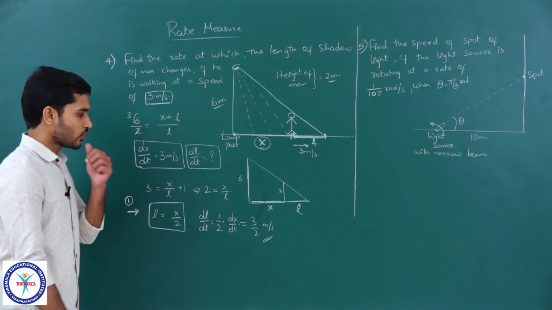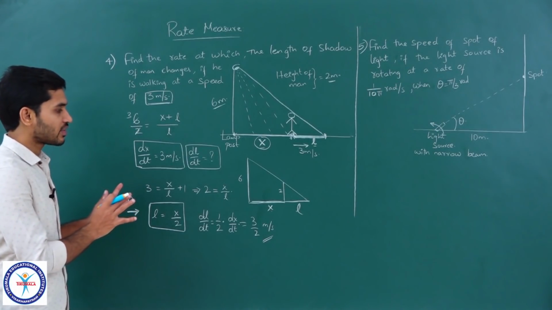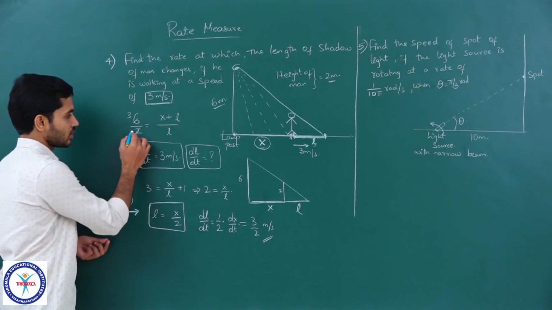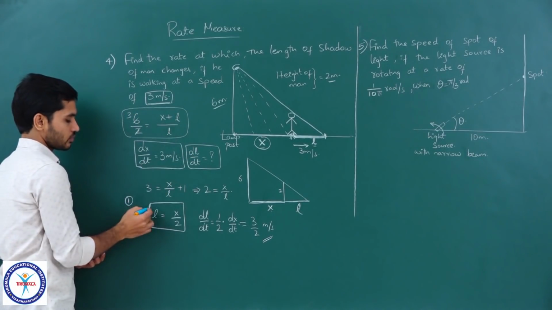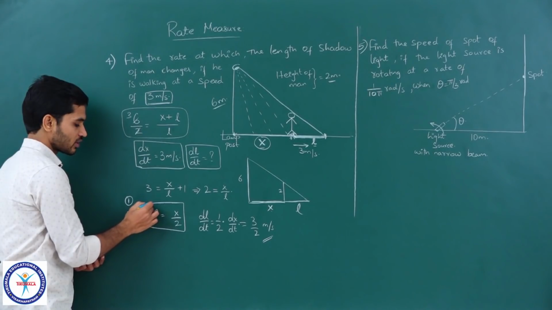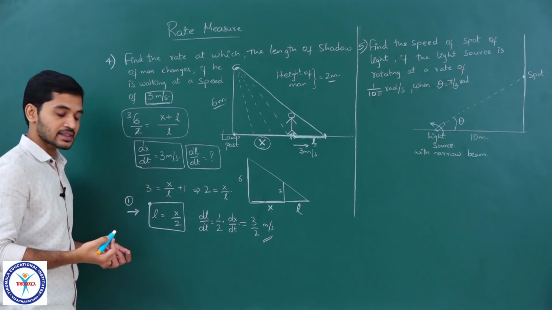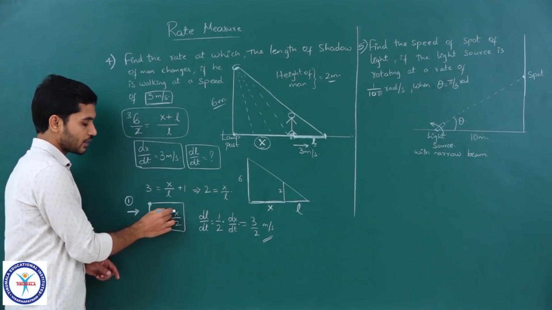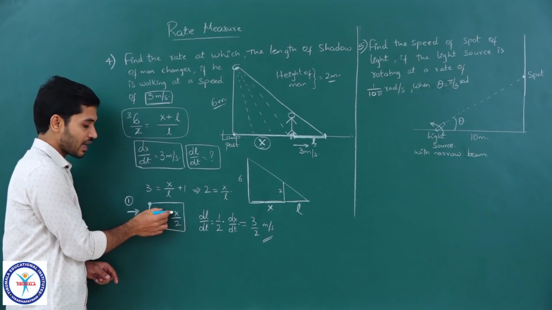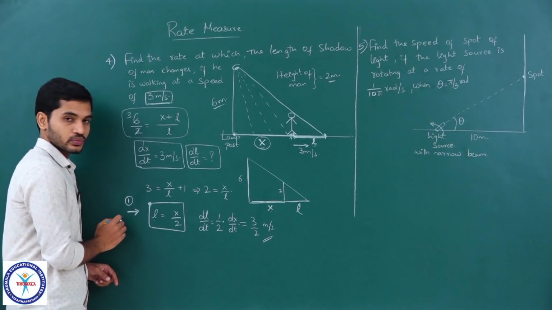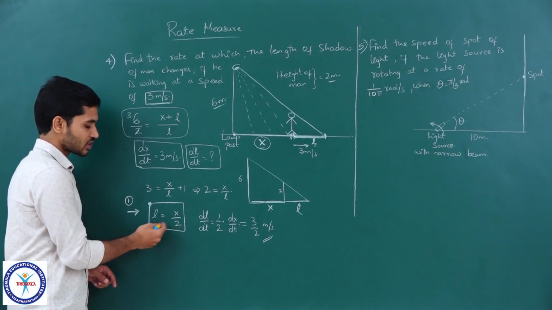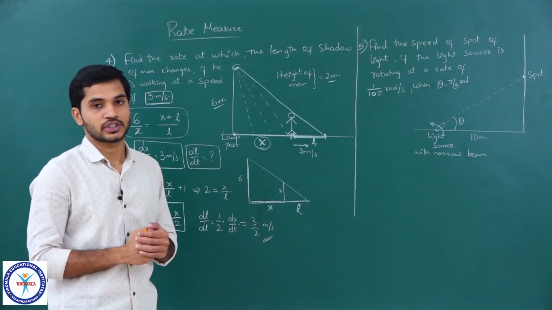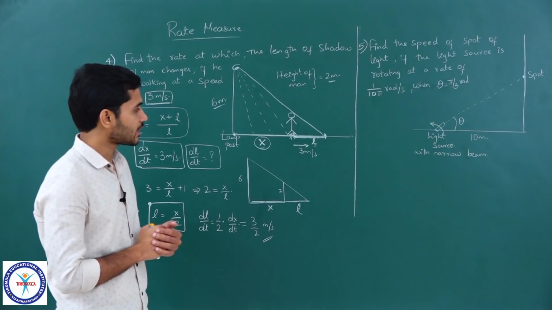Clear? So if you observe closely, there is nothing much we have done here. I have used the concept of similar triangles to find the relation. So this is the relation. Finally, by simplifying that, I got this relation between x and L, right? L, the length of the shadow, is equal to the distance between the lamp post and the man divided by 2. Clear? So once I got this relation, I just differentiated it to find the rate of change. Clear? So that is the idea.